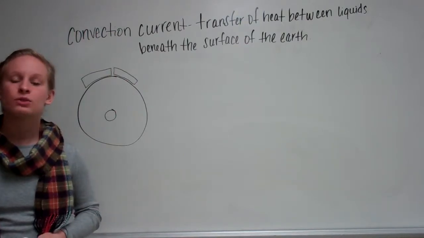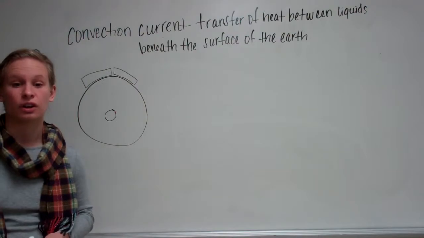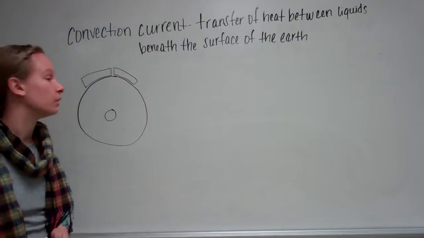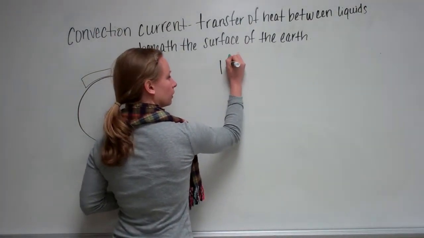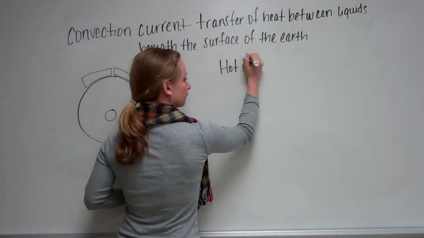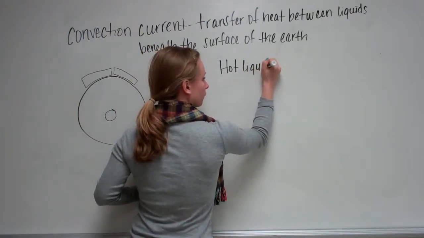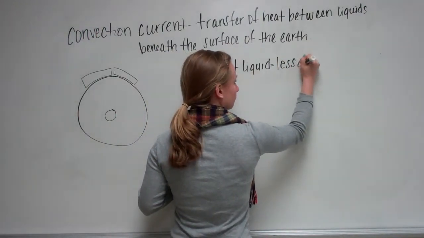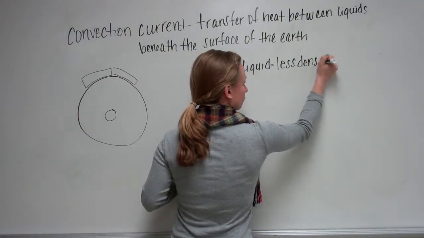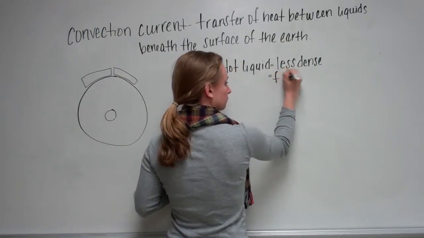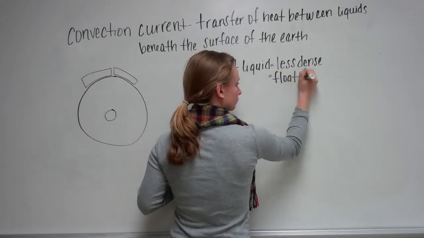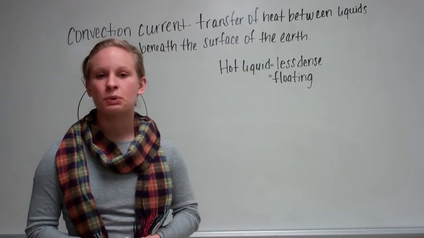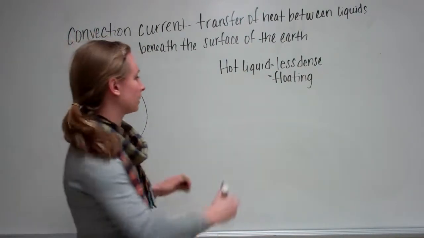So a couple of things we need to remember when we're talking about a convection current is that our hot liquids are going to be less dense, which is going to cause them to float. So let's write that down. Okay, whereas our cooler liquids are going to be more dense, and so they're going to sink.